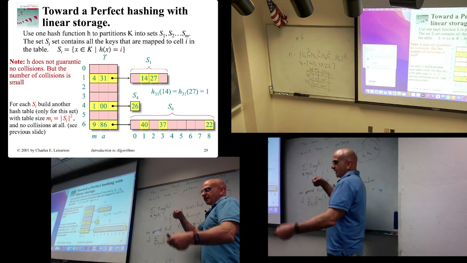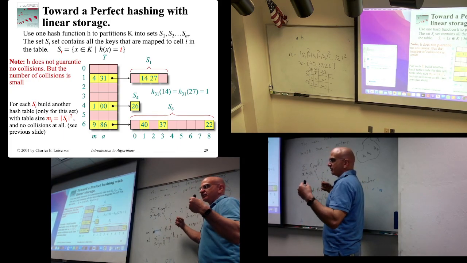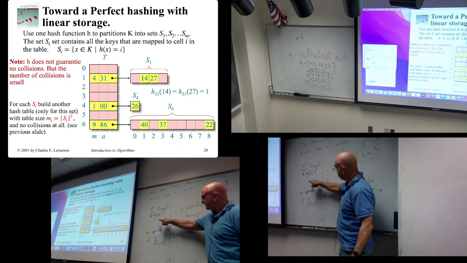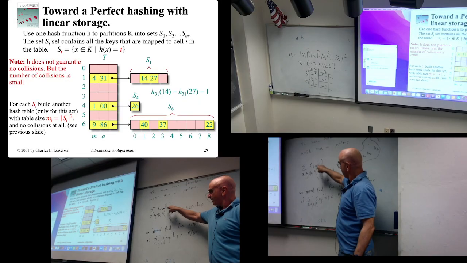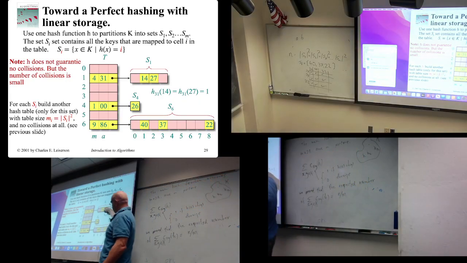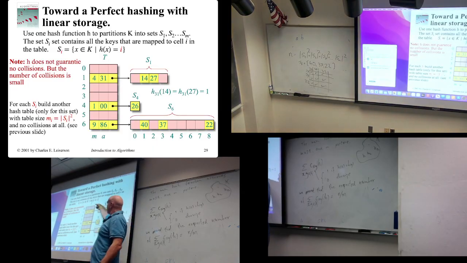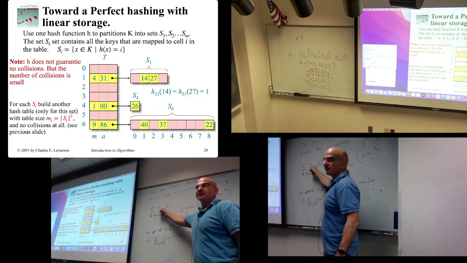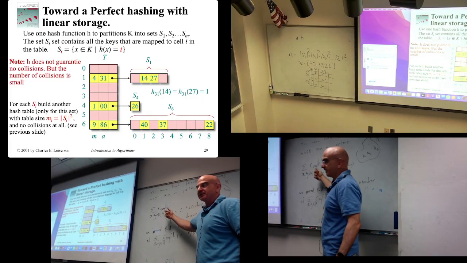And for every two sets Si and Sj, take two keys where one comes from Si and one comes from Sj. What will be the C of xy for those two keys? Well, our hash function sends them to different locations. So C will be 0 in their case. This indicator will be 0. They are not sent into the same slot.